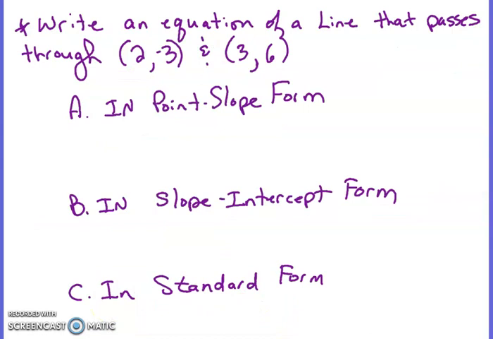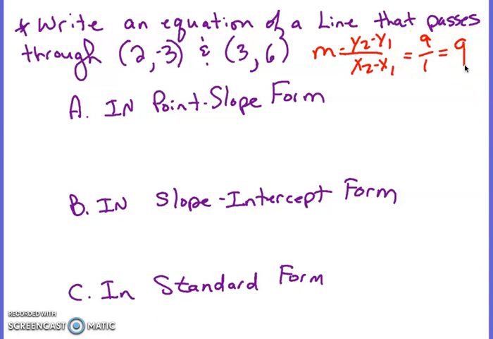And then one last problem. What if I had 2 points and I wanted to write an equation of a line that passes through those 2 points, but I want to do it in all 3 forms? I want to show that I know how to do all 3 forms. Well, first find the slope. If you follow that formula, you're going to end up getting 9 over 1, or just simply 9.